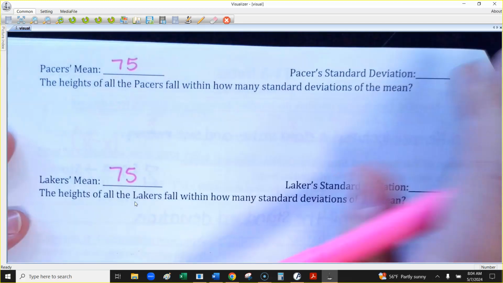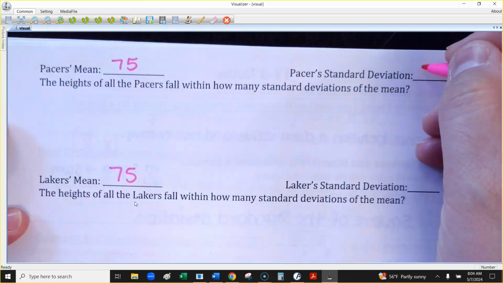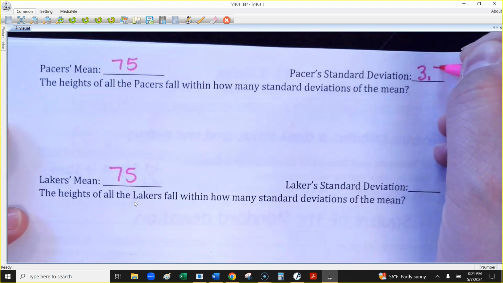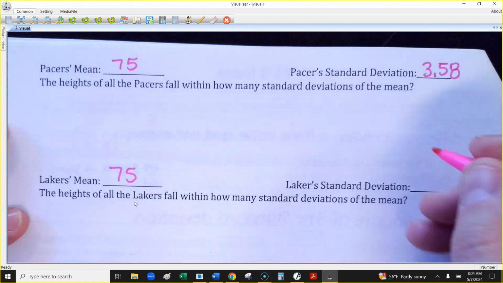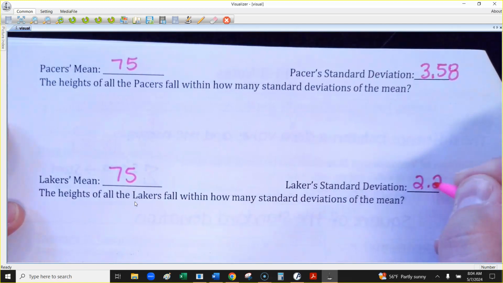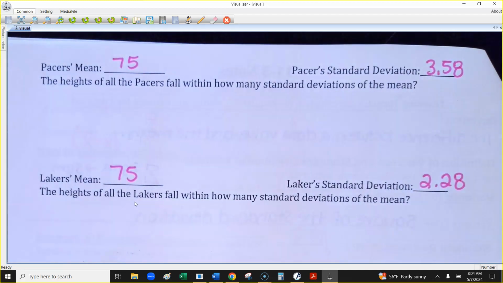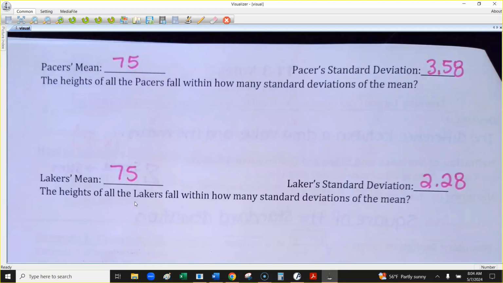Now, the Pacers' standard deviation, if I had done it correctly, was 3.58, and the Lakers was 2.28. Now, this question says the heights of all the Pacers fall within how many standard deviations of the mean, and then it asks you the same question for the Lakers. This is not hard to do, but let me just show you a little process here real quick.